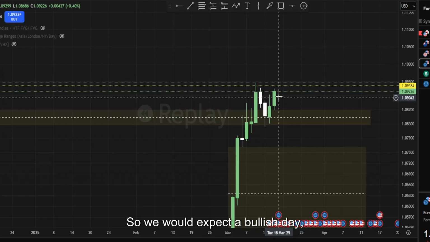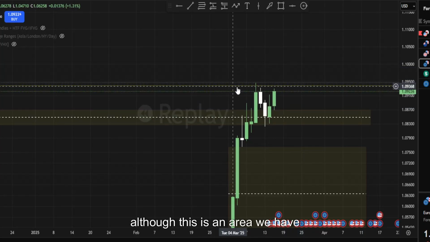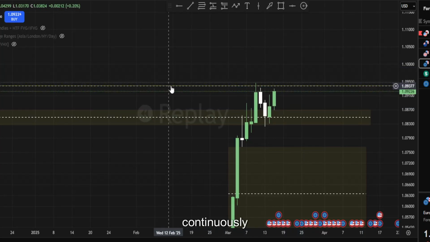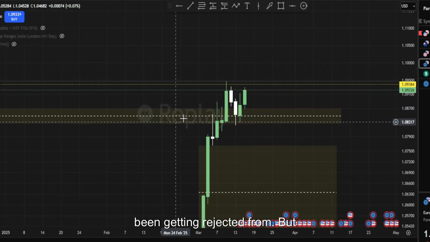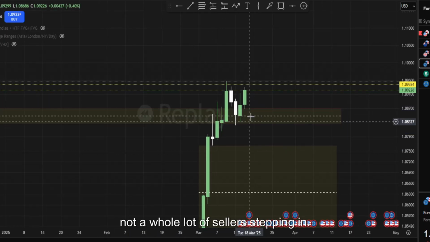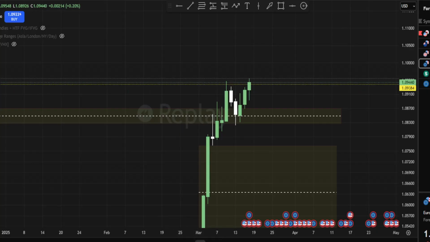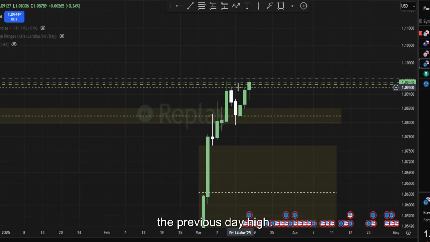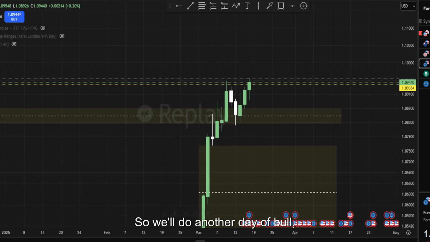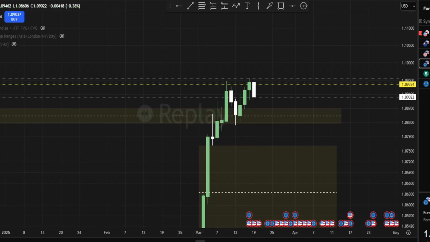So we would expect a bullish day, although this is an area we have continuously been getting rejected from, but not a whole lot of sellers stepping in. So let's see if we break through. We expect bullish. We get bullish. We close above the previous day high. So we'll do another day of bull.